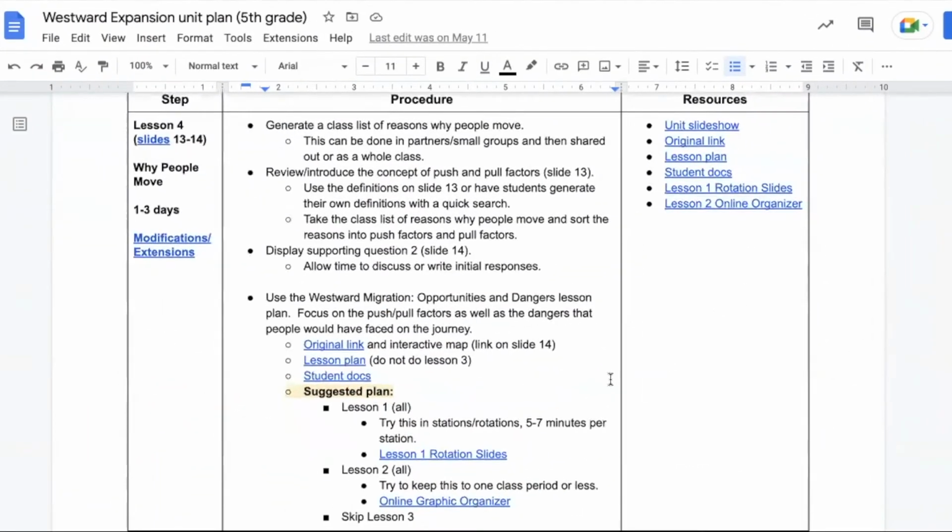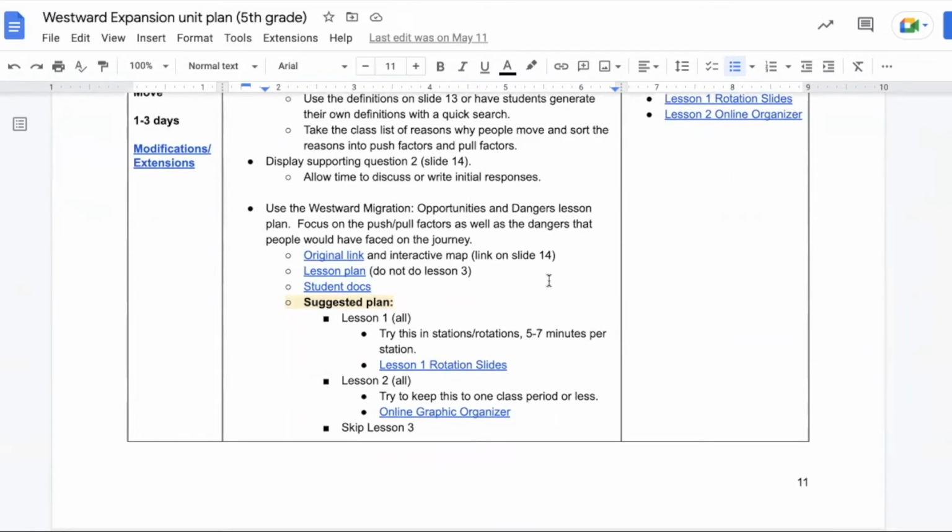Lesson 4 is all about why people move. So we're going to look at push and pull factors. Push would be those that make someone want to leave the place they're currently in, and pull would be the factors that make someone want to go to a specific place. Famine would be a push. Good farmland would be a pull. Then we use the westward migration opportunities and dangers lesson plan.